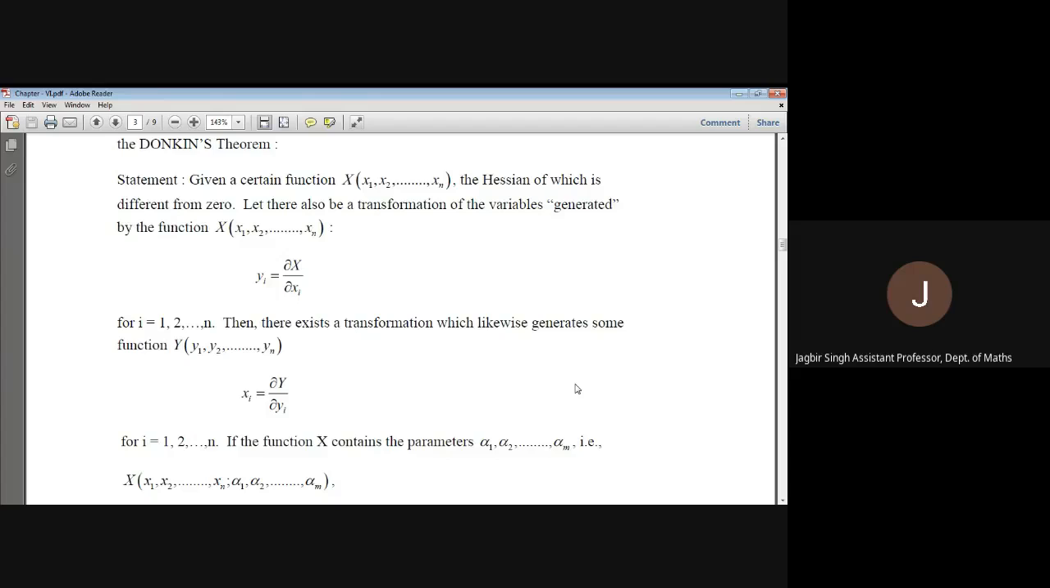And now, up to now, everything is given. These are the hypotheses. A function is given of which the Hessian is non-zero. A functional relation is given that partial derivative of x with respect to xi should be yi. Now we are to obtain a function y that will be a function of y1, y2, yn, and partial derivative of that new function with respect to yi should be xi.